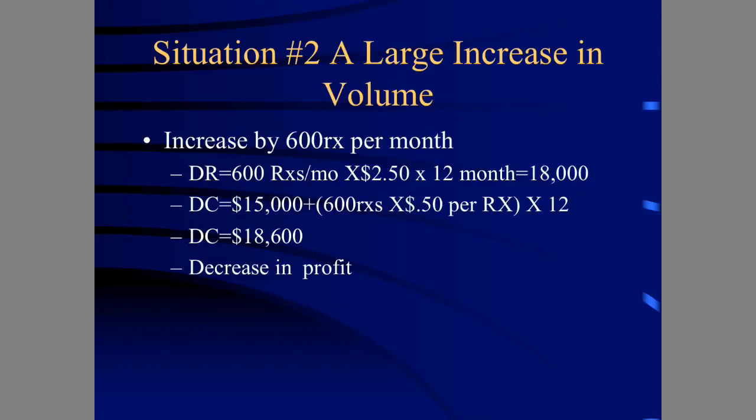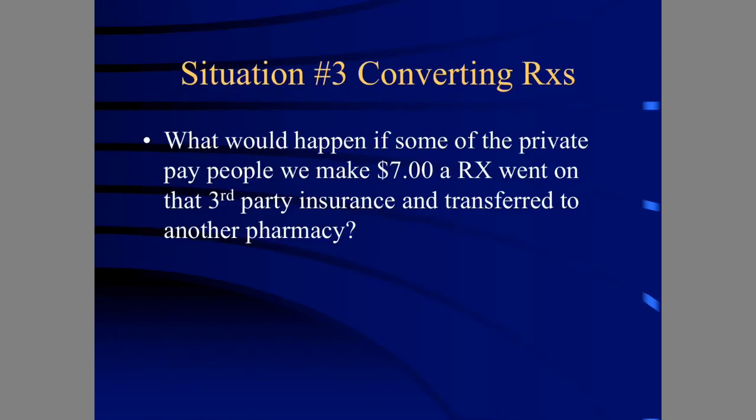If I increase by 600 prescriptions a month, times 250 times 12 months, this is 18,000. If I take into account my direct costs, which my current direct cost is 15,000, and I add the 600 prescriptions, which is going to add another 50 cents per claim for my costs, I'm going to see an increase in direct costs of 18,000. So in this situation, I'm going to see a decrease in profit.